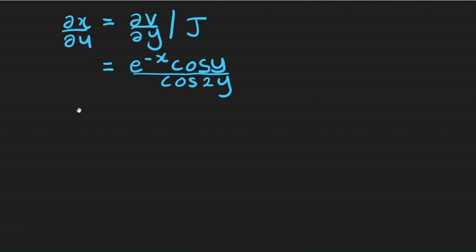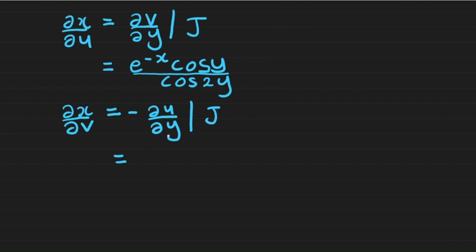So the rest of the differentials can be calculated in the same way. With ∂x/∂v equal to minus ∂u/∂y divided by the Jacobian. ∂u/∂y determined earlier was minus e to the power x sine y. And this is divided by cos of 2y.